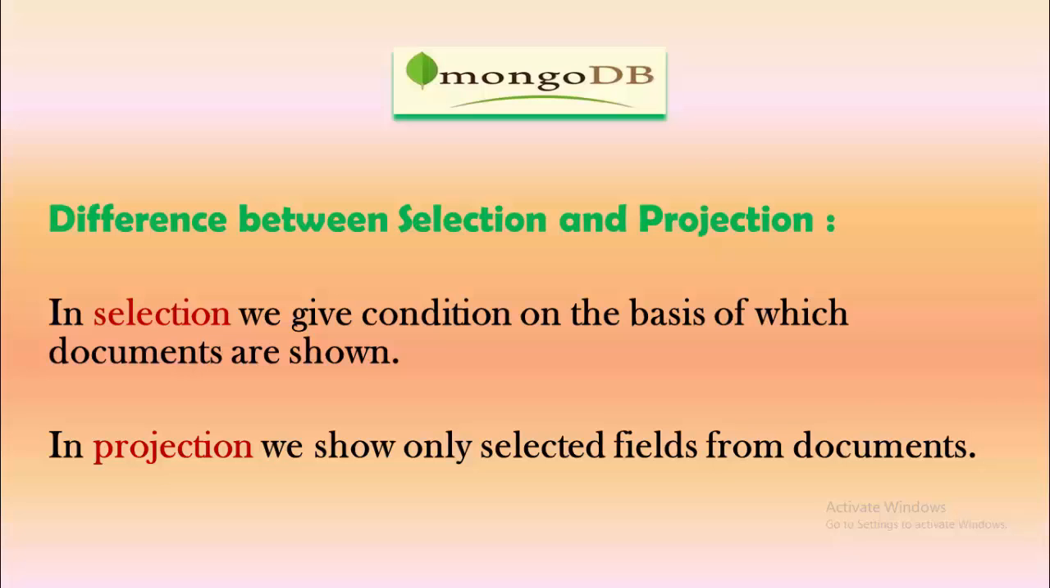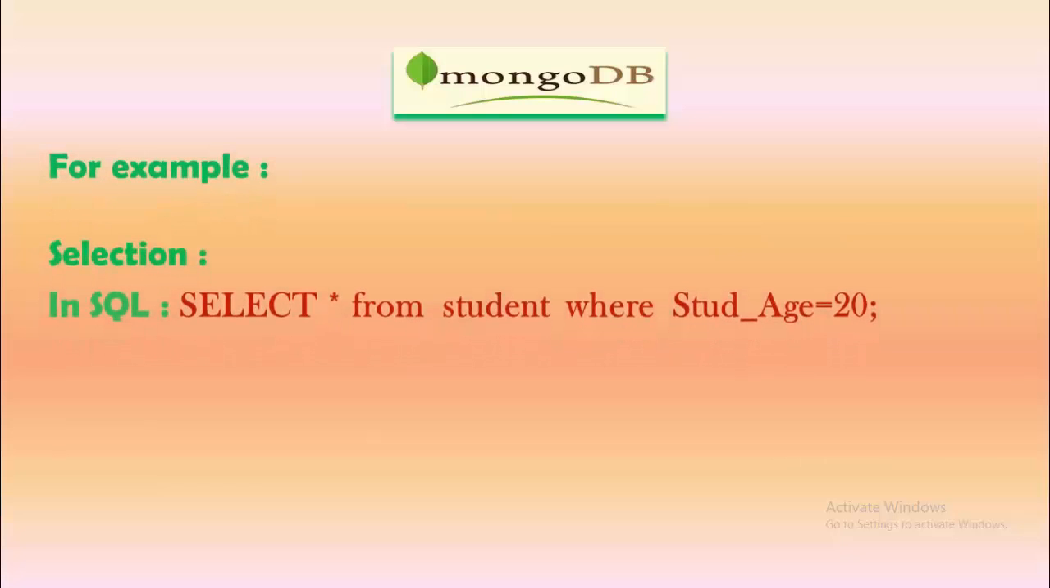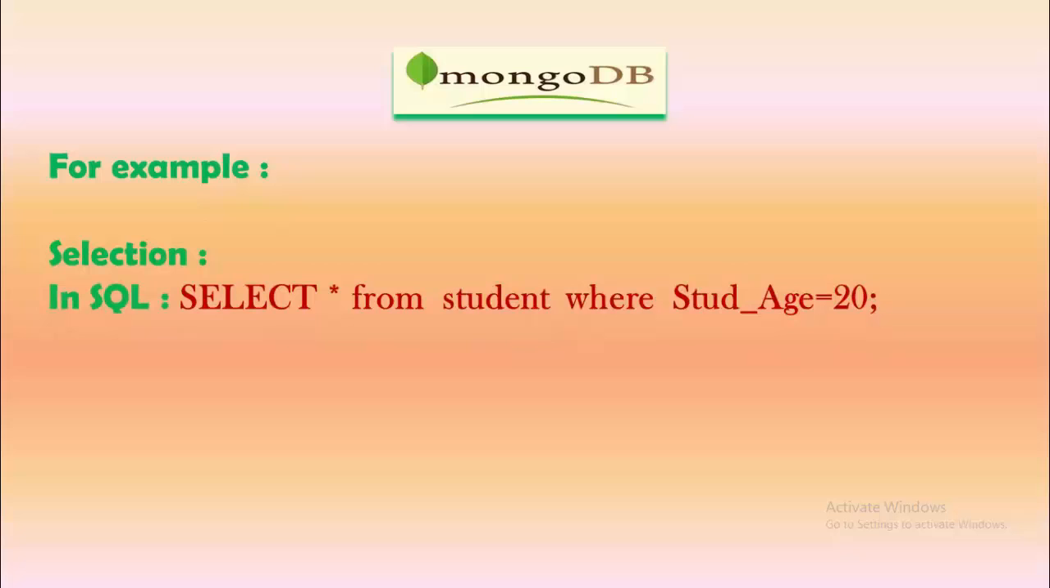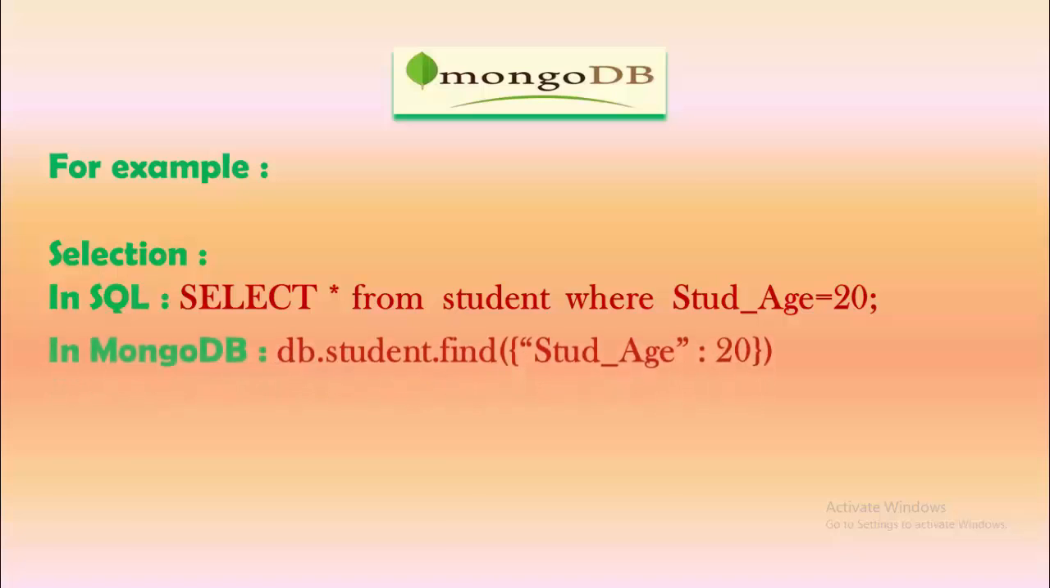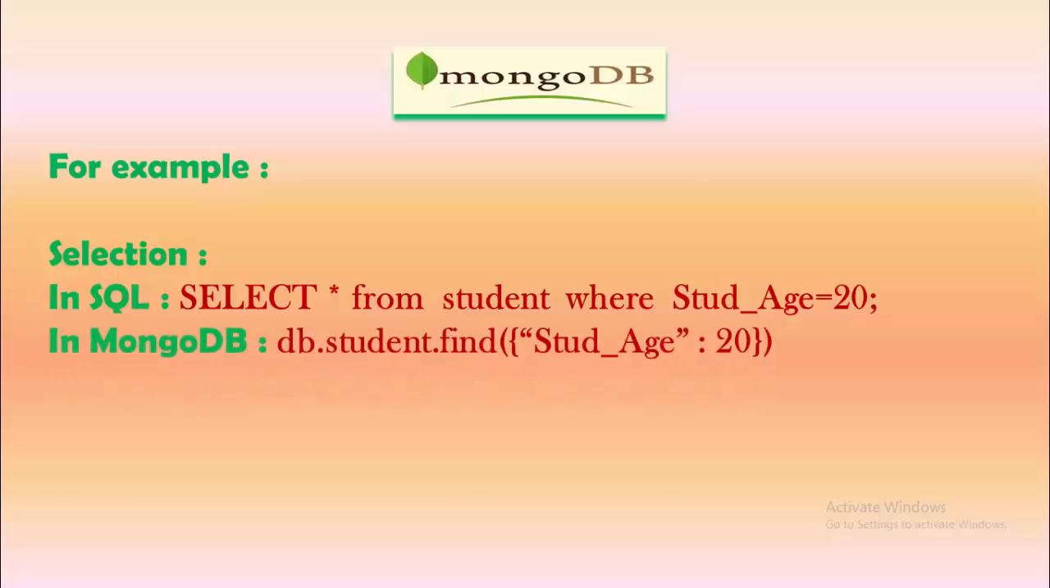For example, in selection, if we try to relate it with SQL, the query is select star from student where student age equals to 20. So here all the fields will be selected according to the selection criteria, that is student age is equal to 20. Now the equivalent query for MongoDB is db.student.find, in bracket we have specified the selection criteria.